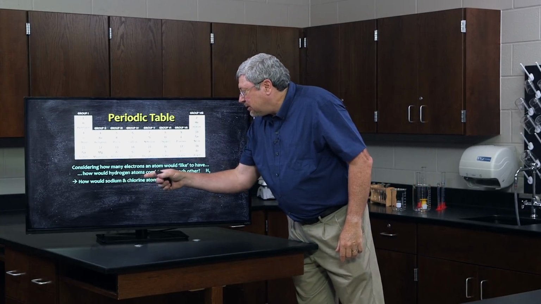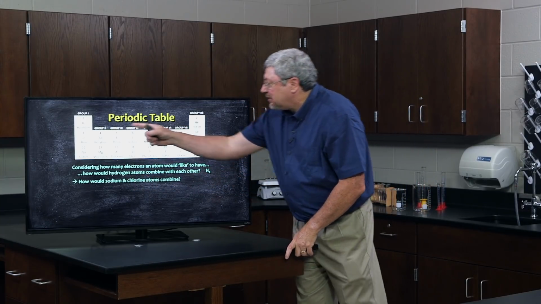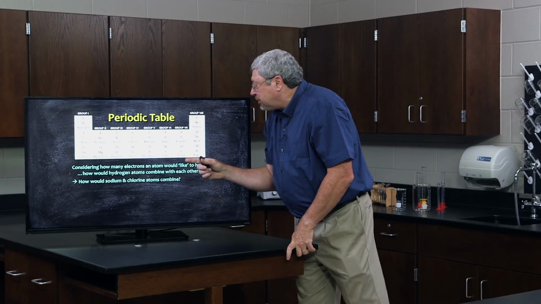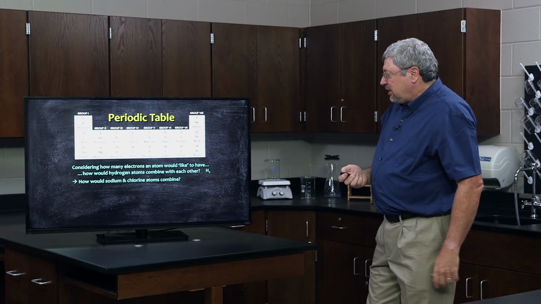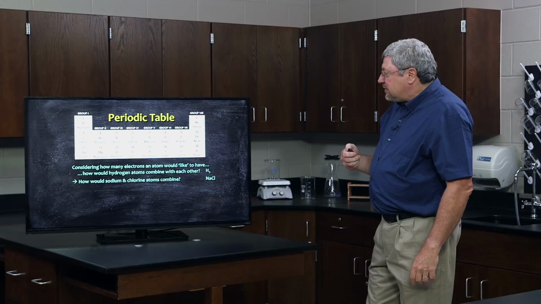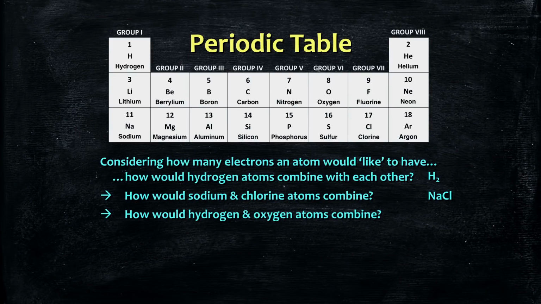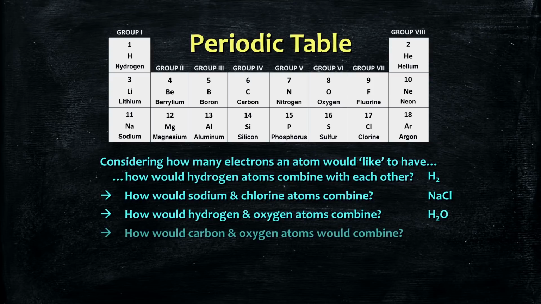We've already looked at how many sodium and chlorine would like to get together. 1 sodium with 1 chlorine finishes the outer shell. Sodium chloride is the formula for salt. How many hydrogen and oxygen would like to get together? 2 hydrogens, 1 oxygen to produce water.